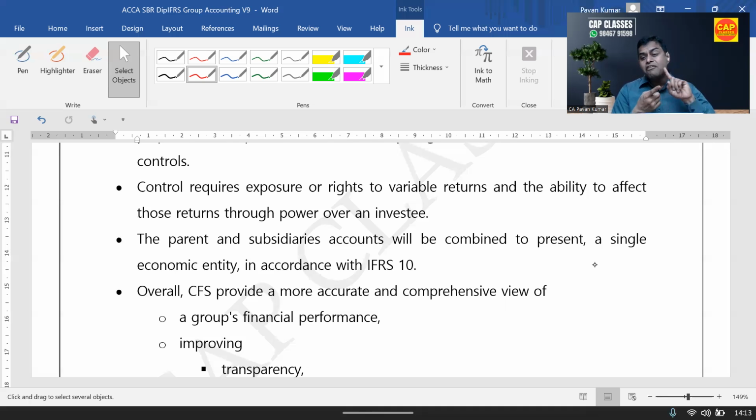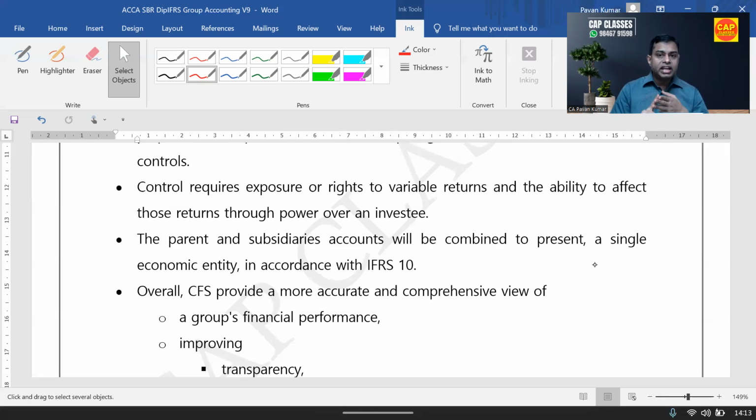So one, I have power. What is that power? Voting rights is one power. Shareholder agreement to appoint directors is one power. So I have power. Point number one. Point number two, I have exposure to variable returns.